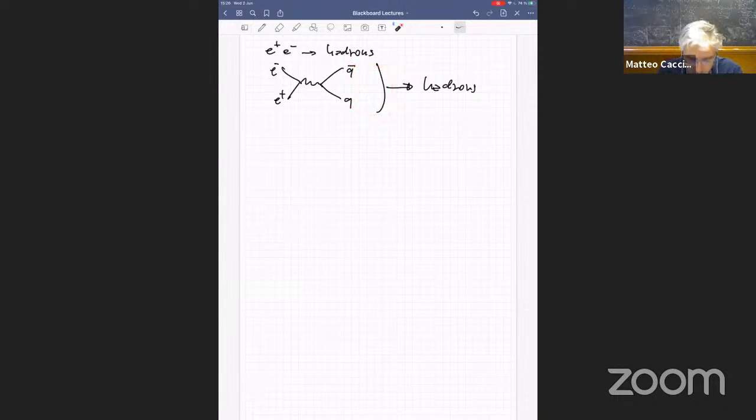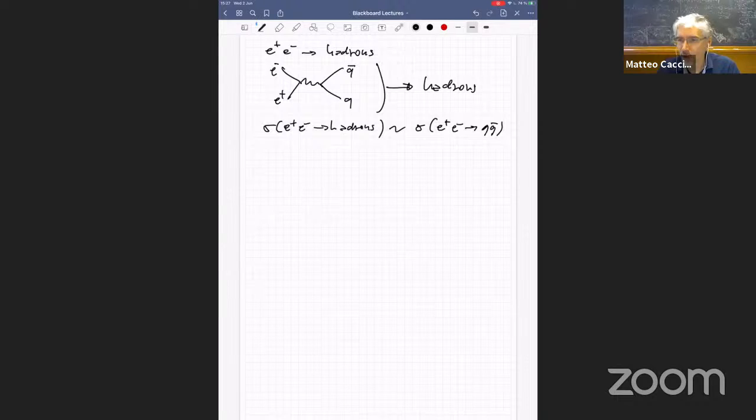We will just assume that the sigma for e+ e- to hadrons is similar to the sigma for e+ e- to q qbar, because why not? Where else can the q qbar go if not into hadrons? They will have to go somewhere. They will have to hadronize, and of course, more technically, this is actually true modulo the so-called power corrections.